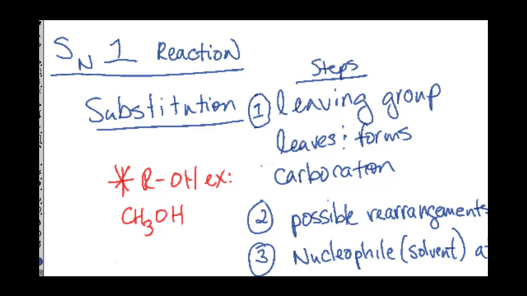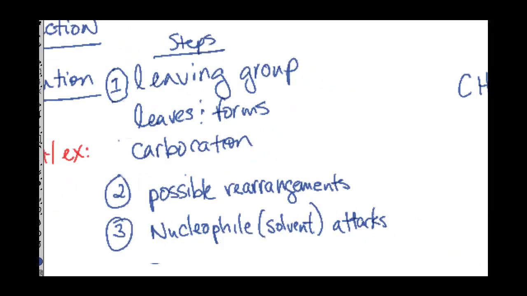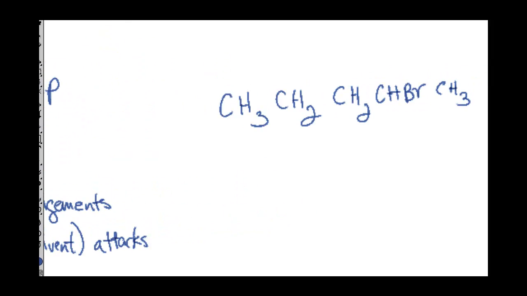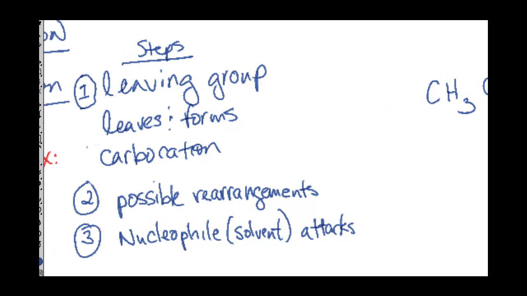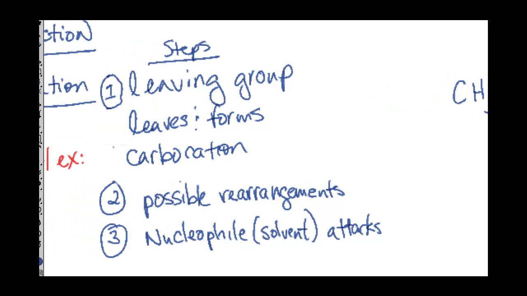Today we're going to be looking at SN1 reactions. This is basically a unimolecular substitution reaction in which the leaving group leaves and it gets replaced by the solvent. Okay, so in this case what we're going to do is look over the steps and then apply it to this wonderful halogenated alkane. The first step is the formation of the carbocation.